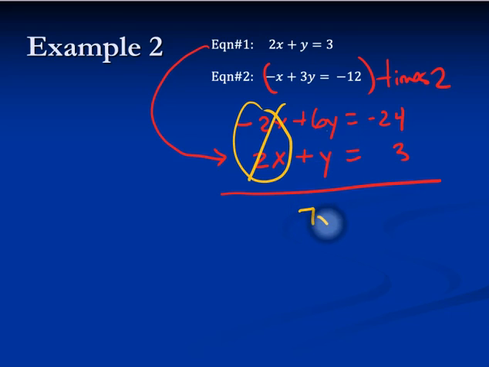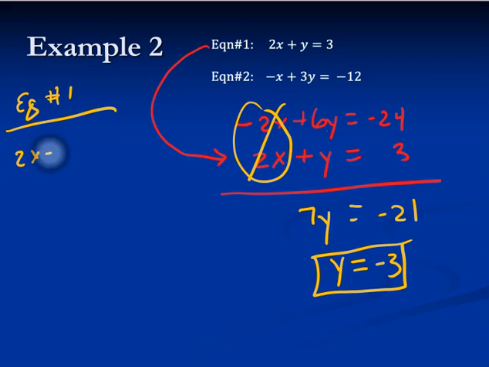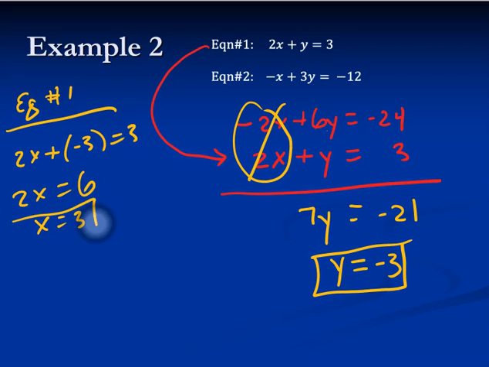6y plus y is 7y, and negative 24 plus 3 is negative 21. Divide by 7, and we get y is negative 3. Now we go back in and we substitute in for y and find x. So for equation number 1, we have 2x plus y, where y is negative 3, equals 3. We have 2x equals, add 3 to both sides, and we get 6. So x is positive 3.